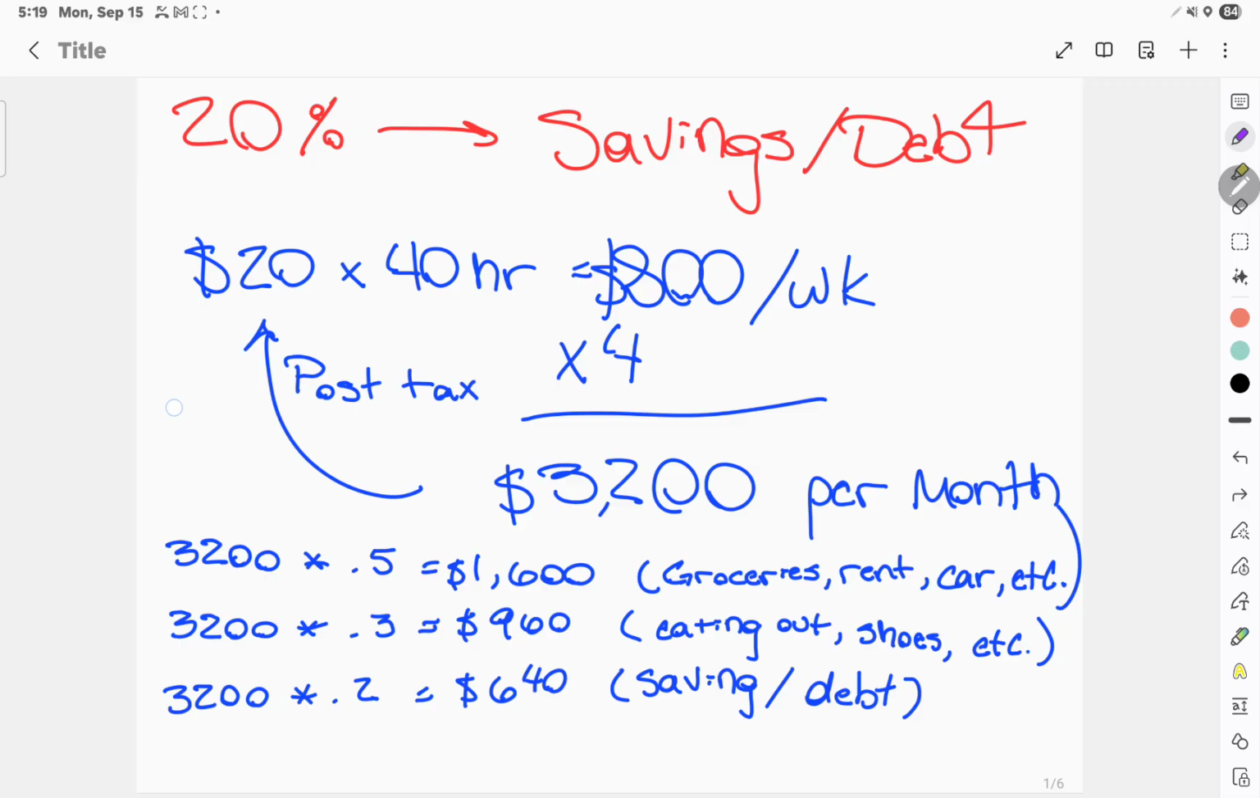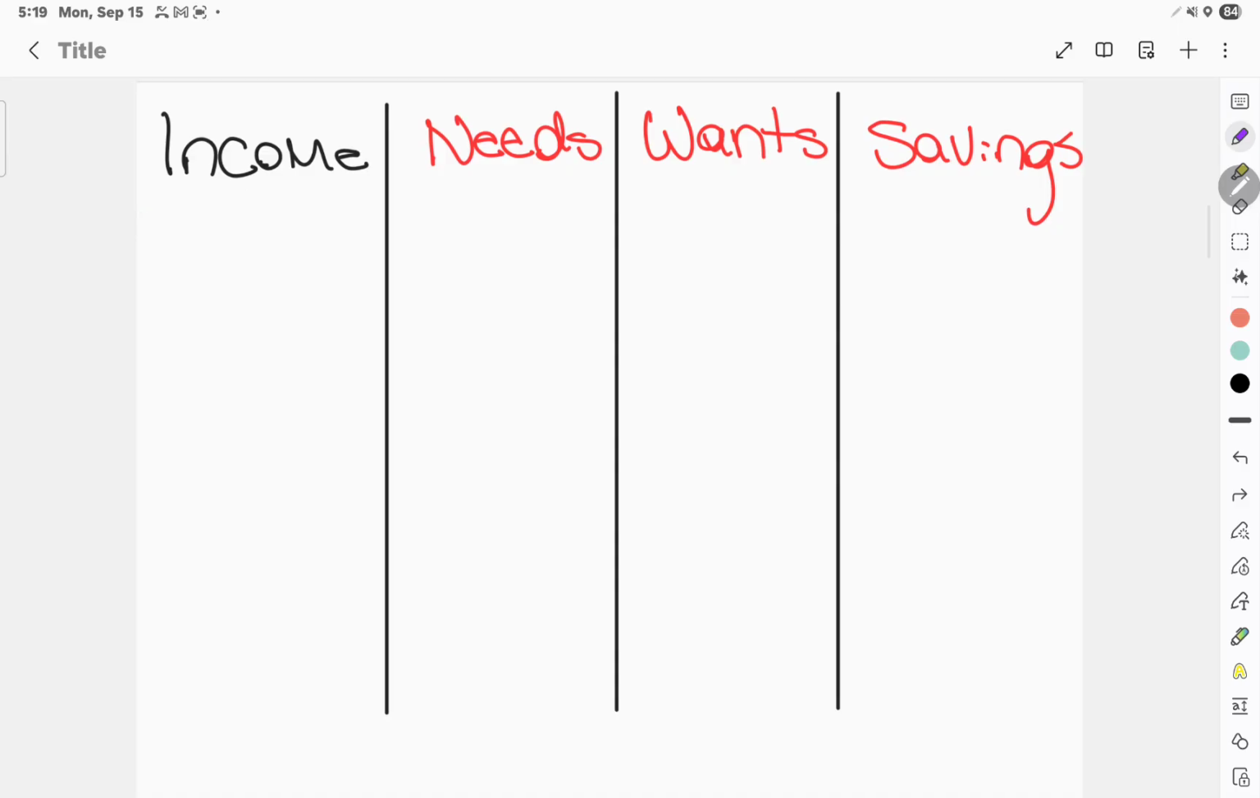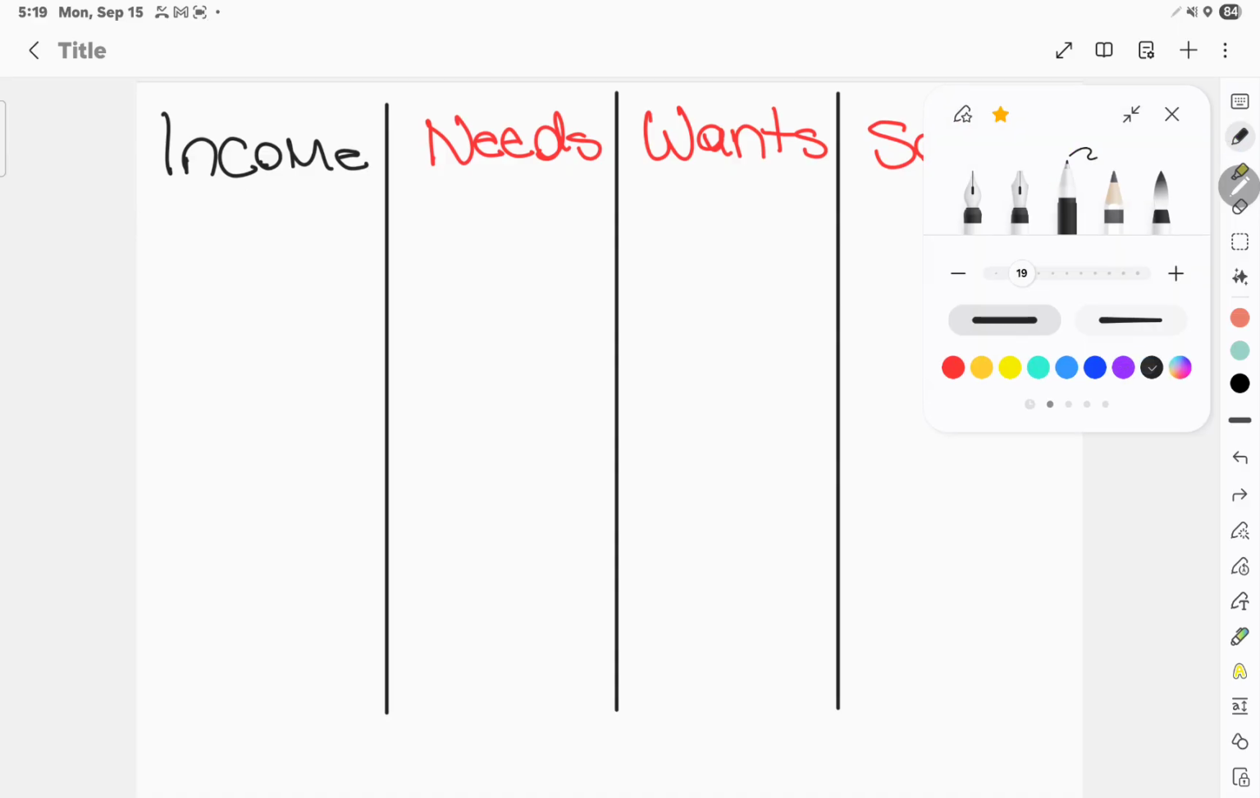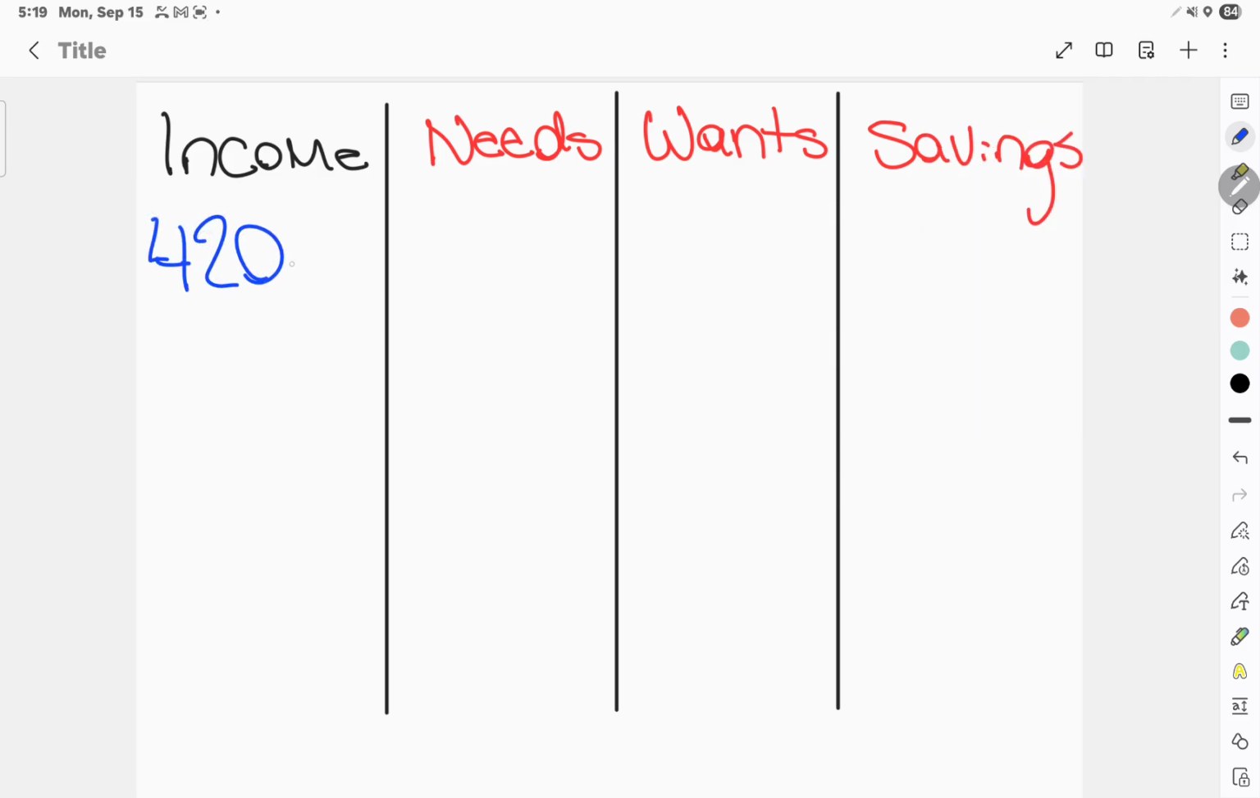So let's go through a couple of examples here. Our first example is going to be with 4,200. So first thing we're going to do is take 4,200 and multiply it times 0.5. That's the same as multiplying by 50%. So this gives us needs at 2,100. Then the wants at 1,260, and then our savings at 840.